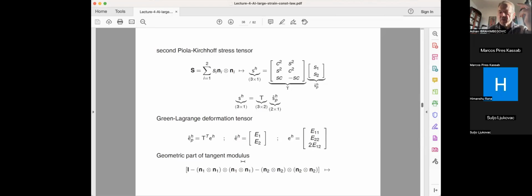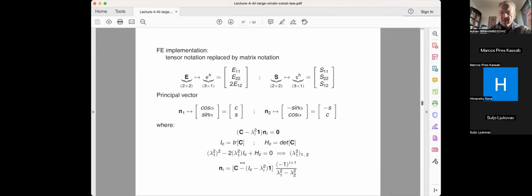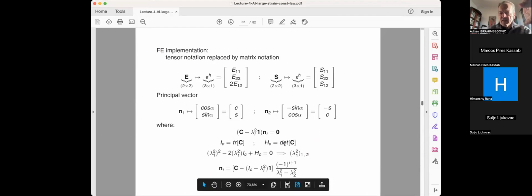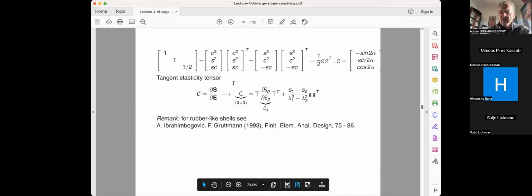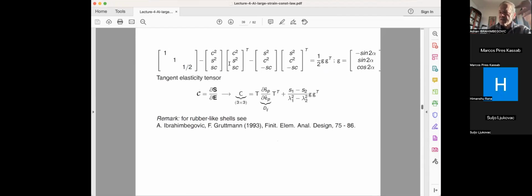Then packing the geometric part of the tangent modulus, which was written here as a long expression. Basically, I had to say that C was cosine and S was sine and so on and so forth. So that amounts to saying, here's your identity, 1, 1, 1/2. This could be like this, C squared, CS, transpose, and this could be the other one, S squared, C squared, etc. And then it turns out when you work it out in detail, this can be written as 1/2 G times G transpose, where G is equal to minus sine of 2 alpha, plus sine of 2 alpha, cosine of 2 alpha. Alpha is the orientation of the principal direction.